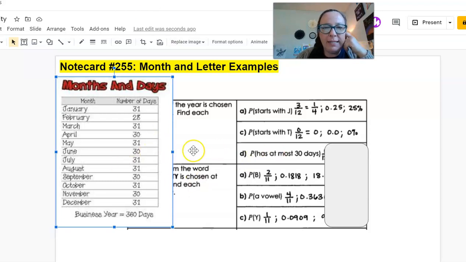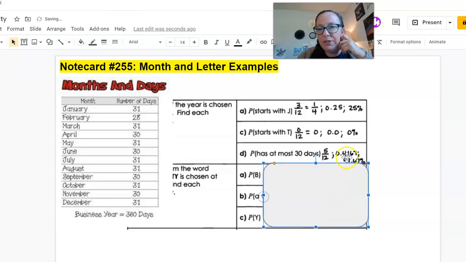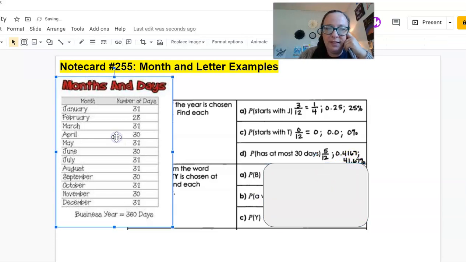And again, we're looking where it has at most 30 days. So we count February, April. So 1, 2, 3, 4, 5. There's 5 of them. So it'd be 5 out of 12. And there's your decimal. There's your percentage. Okay. Man, I was like, that can't be right.